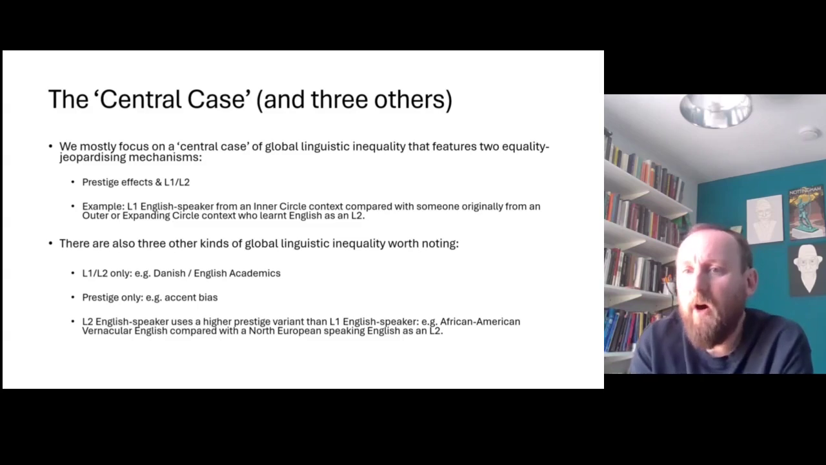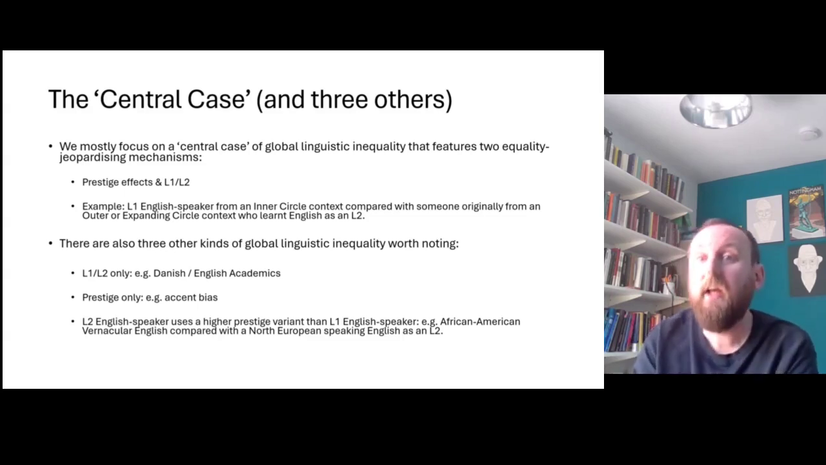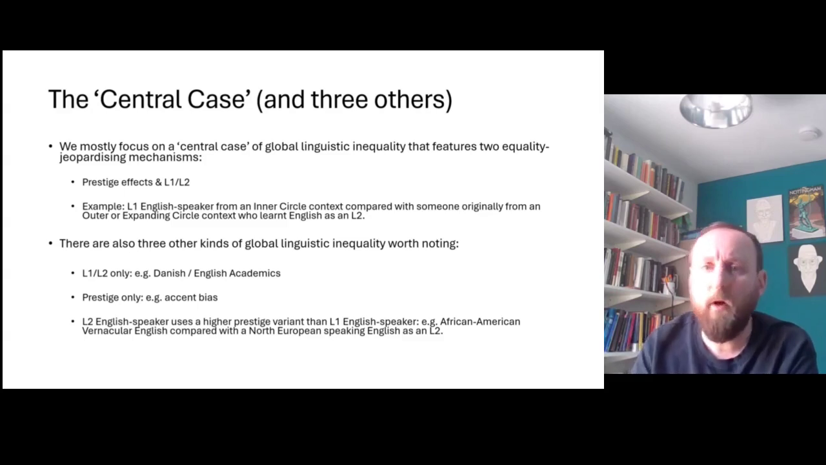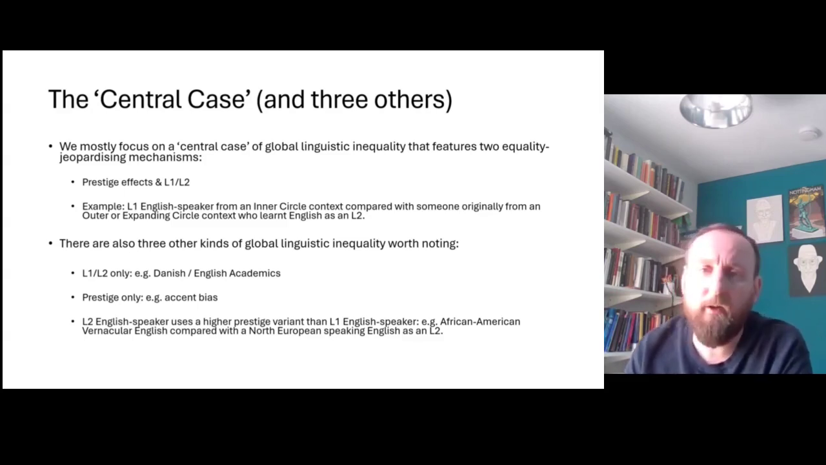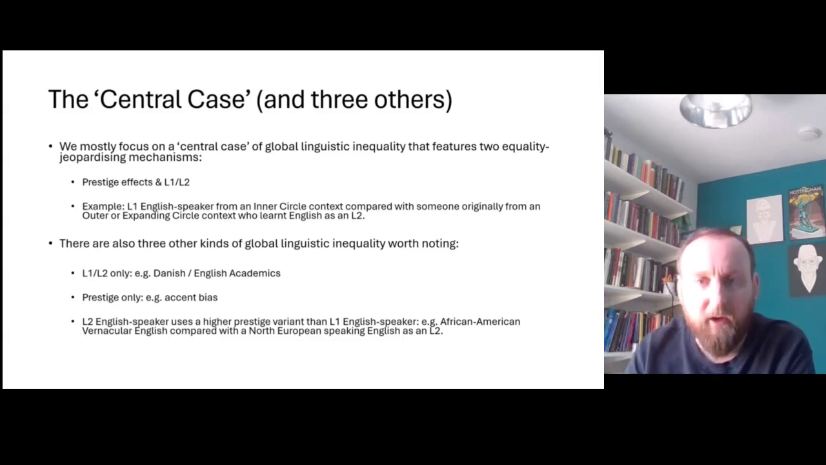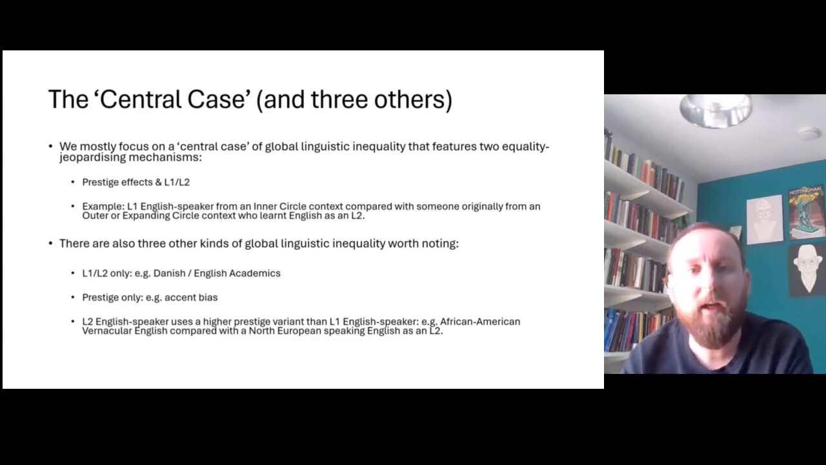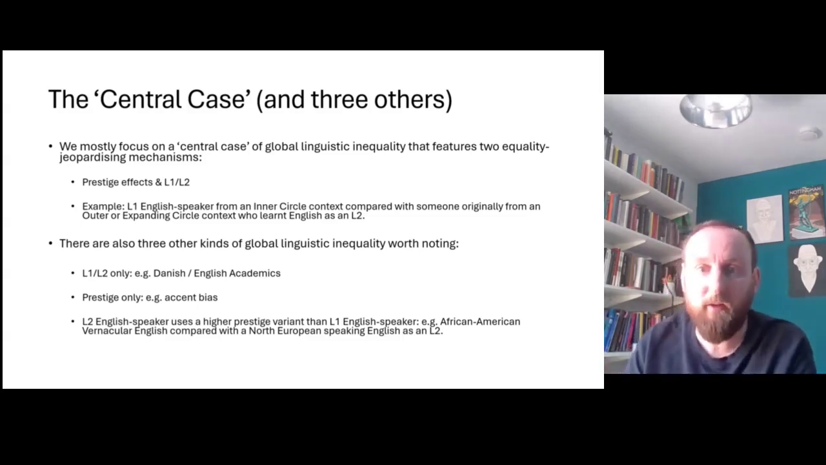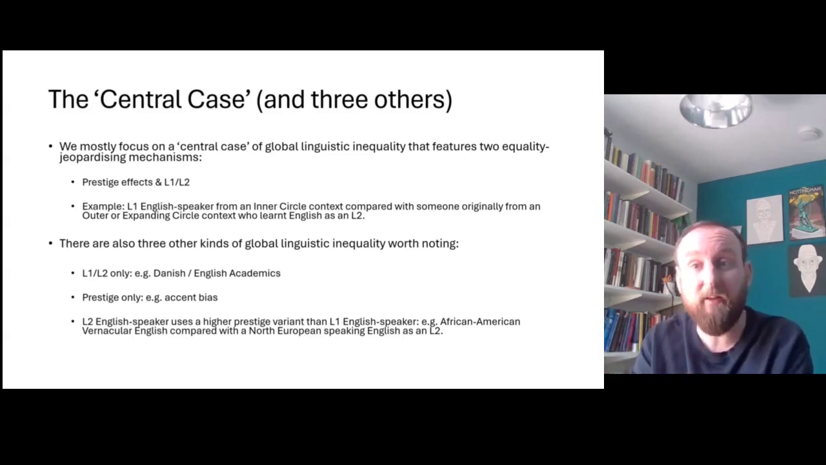So a simple example of a global linguistic inequality in which both of those equality-jeopardizing mechanisms are present: suppose you've got two people competing for the same job, let's say within the tech industry in North America. One of those people is an L1 English speaker who grew up in an inner circle context. The other person speaks English with a perceived accent, learnt it as a second language, perhaps in an outer or expanding circle context. Let's suppose there's an inequality of some kind, and we'll come on to the kinds in a moment, between those two people. What you've got there are the two mechanisms in play simultaneously: the prestige mechanism as well as the L1, L2 mechanism.